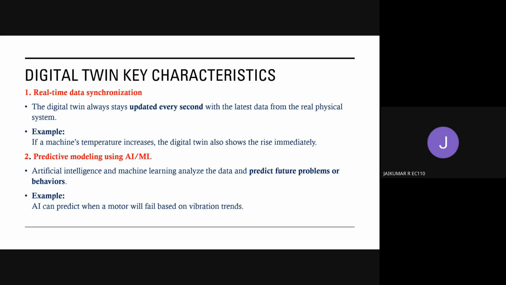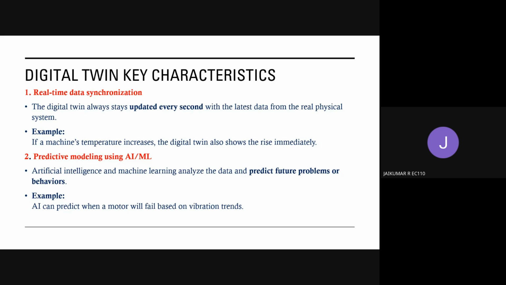Digital twin's key characteristics. We'll see some of the main characteristics of digital twin. The first one is real-time data synchronization. So the digital twin always stays updated every second with the latest data from the real machine.